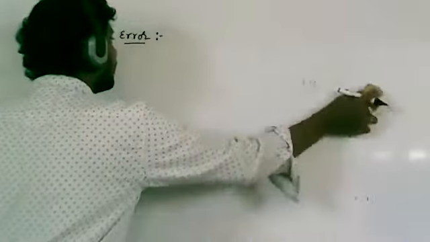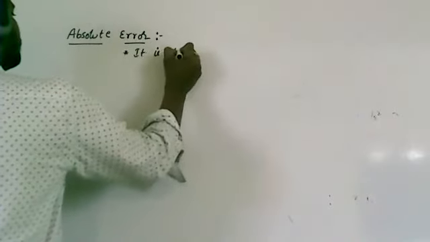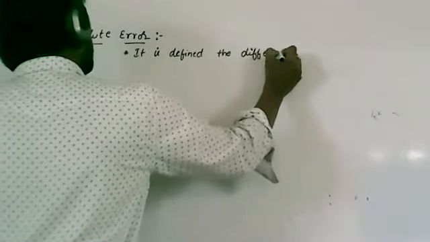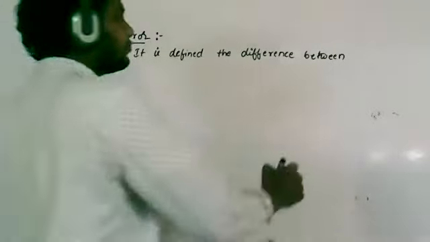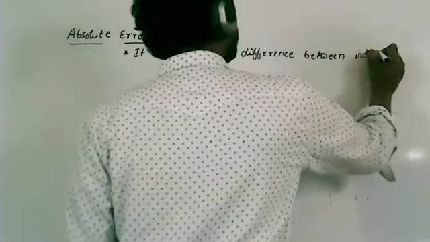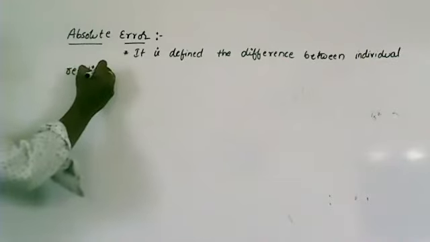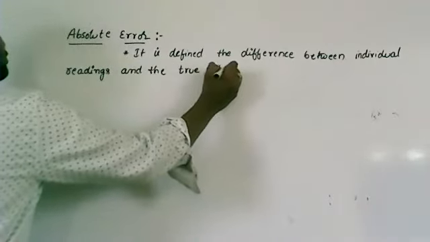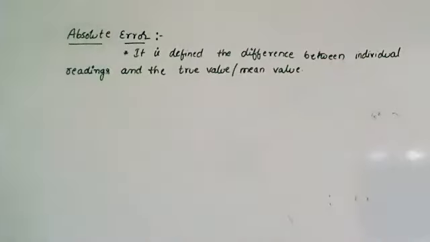Now remember, this absolute error is defined as the difference between individual readings and the true value or mean value. Clear? That is called absolute error.